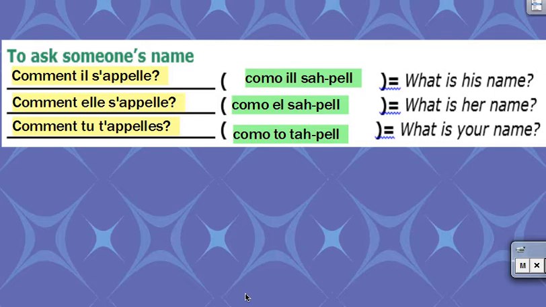So real quick, if you want to ask what is his name, in French you say, comment il s'appelle? For what is her name, it's comment elle s'appelle. And for what is your name, comment tu t'appelles?